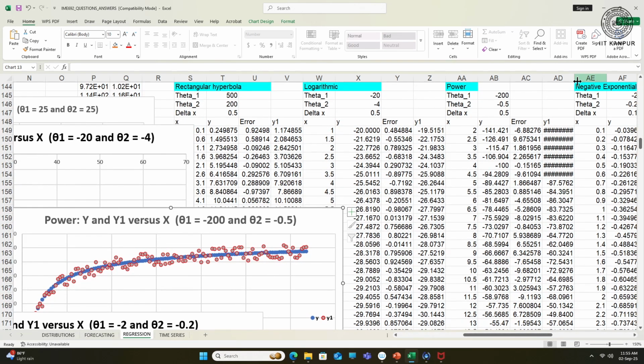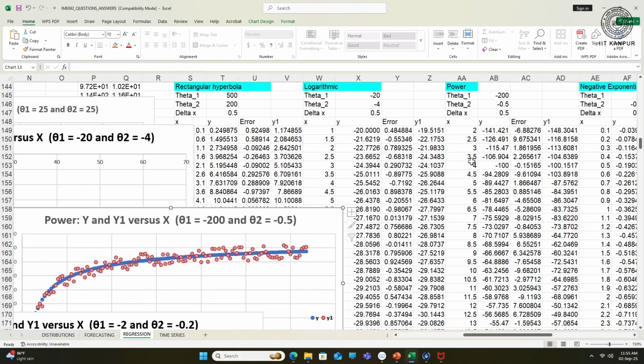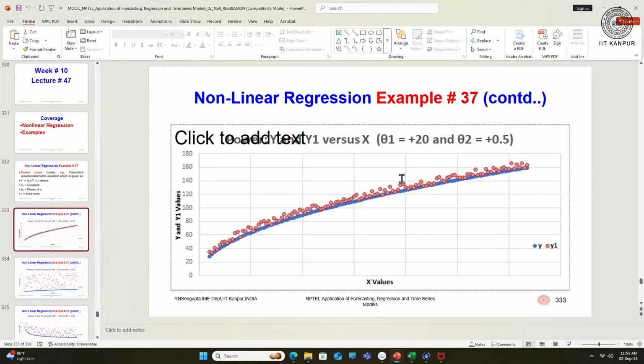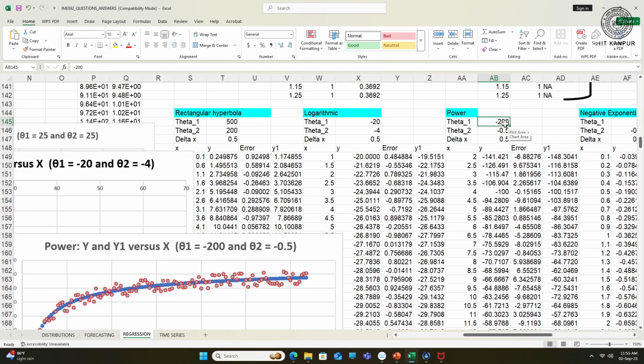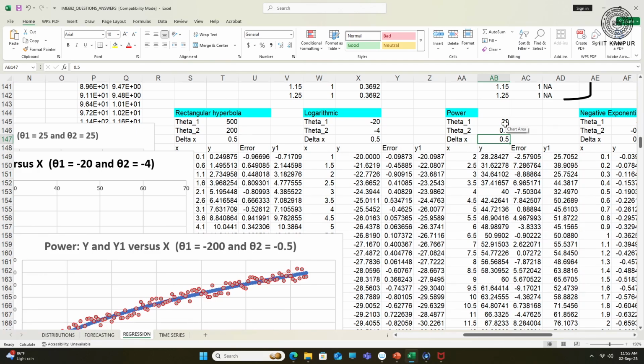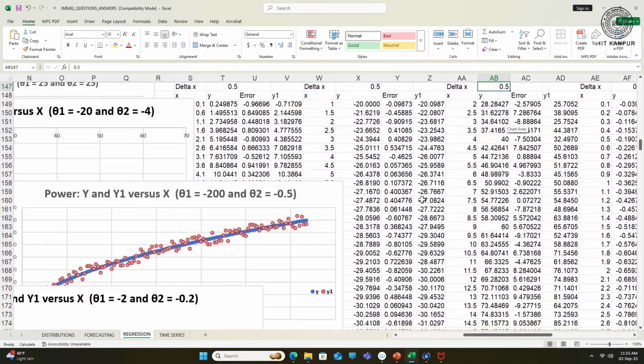So, for the case of the power equation, I am taking theta 1 as 20, theta 2 as 0.5. So, let me check 20 plus 0.5. So, I have this equation.